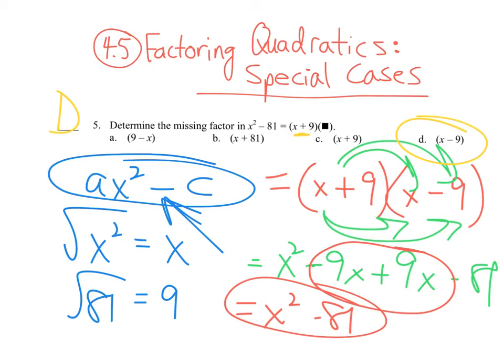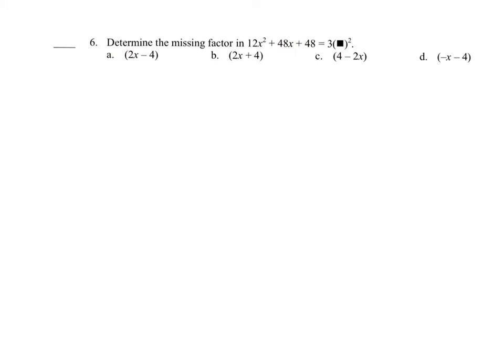And that concludes the first example. We found the missing factor using the difference of squares technique, which is a special case for factoring quadratics when they're in the form of ax squared minus c. Okay, let's consider the second example.